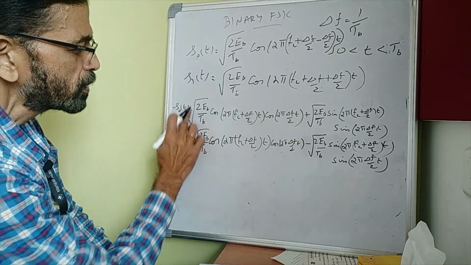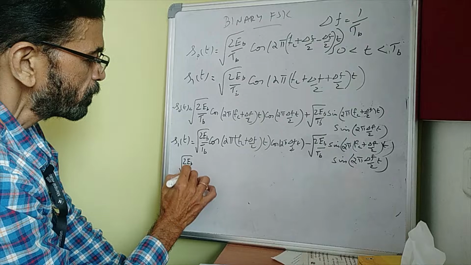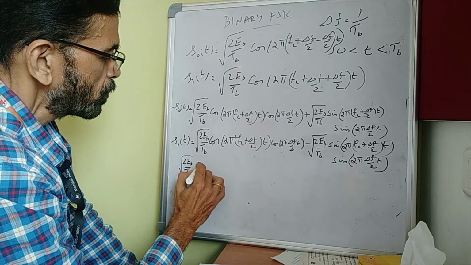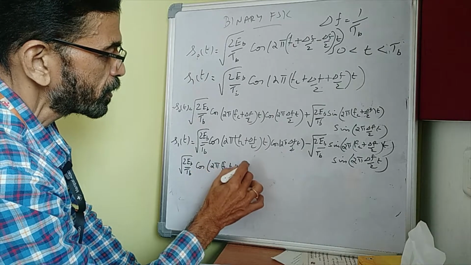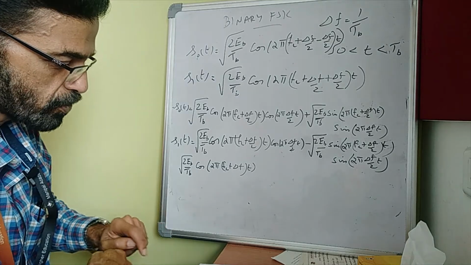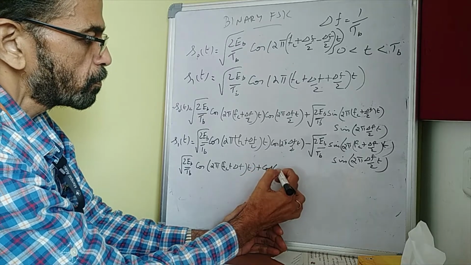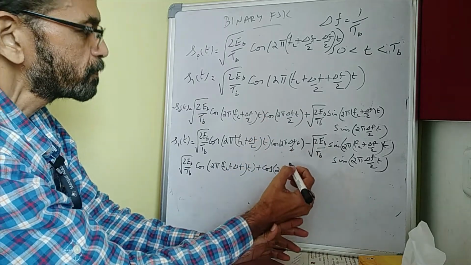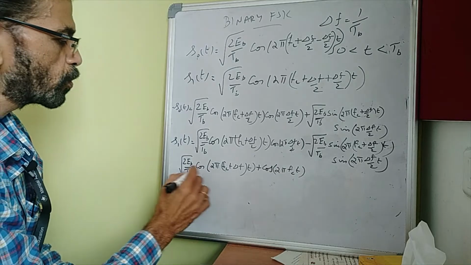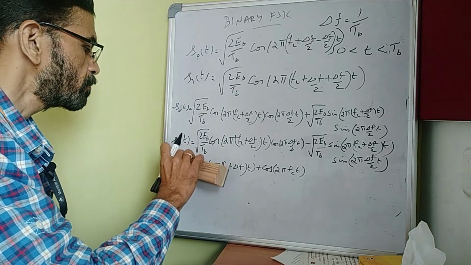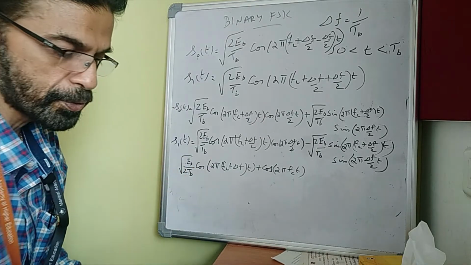This will be there throughout, and this part alone, remember I am going to concentrate only on this now, can be expressed as root of 2 EB by TB, cos 2 pi (Fc plus delta f) t, that is cos A cos B is cos (A plus B) plus cos (A minus B) divided by 2, cos 2 pi Fc t, the whole divided by 2. That makes this root of EB by 2TB.